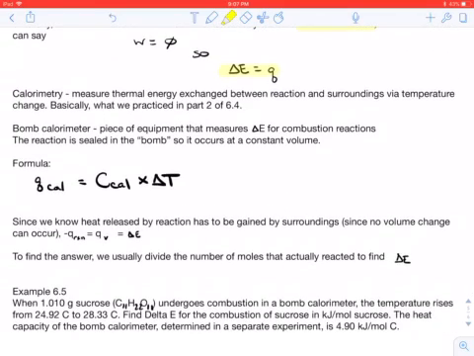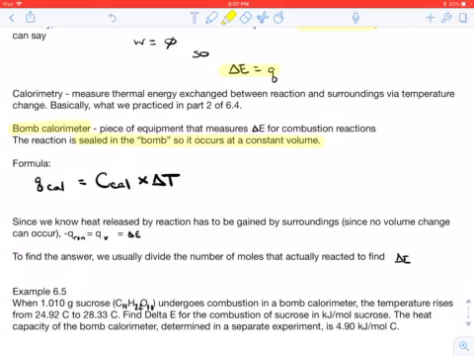And so that's a lot of what we do in AP chemistry as well as lower levels of chemistry. Calorimetry is the measure of thermal energy exchanged between reaction and surroundings via temperature change. So basically, this is the practice of what we did in 6.4, part 2, where the energy of reactions is absorbed by the surroundings. We even have a specialized piece of equipment called a bomb calorimeter. A bomb calorimeter is a specialized piece of equipment that is sealed, so there's no volume change.